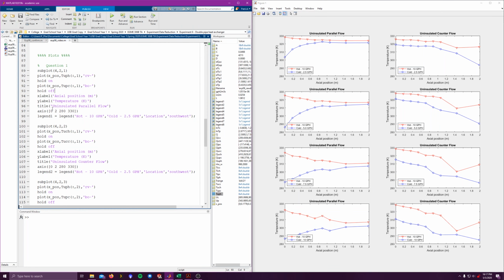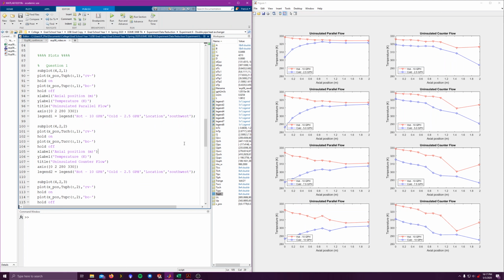Okay, so this is for the uninsulated part. This is for parallel flow, sorry, uninsulated parallel flow, and then graph 2 is going to be uninsulated counterflow. We have basically the same kind of thing here, but we're just changing our temperature to be counterflow instead of parallel flow, so you're going to make those necessary corrections. Again, we're going to be doing that same kind of logic this whole time.